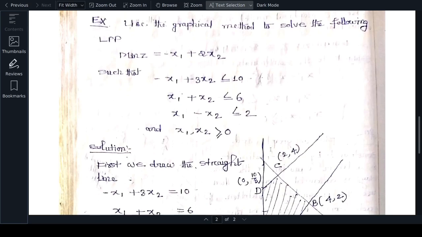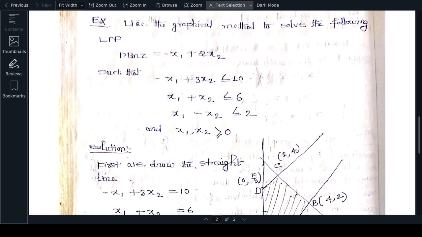So the line will pass through 0, 0. Is this an equation of a straight line or not? Yes. x1 minus x2 less than or equal to 0 means what? First you make it an equality, x1 minus x2 equal to 0. Then x2 equal to what? Then x2 equal to x1. Finally we get x2 equal to x1, or x1 equal to x2.